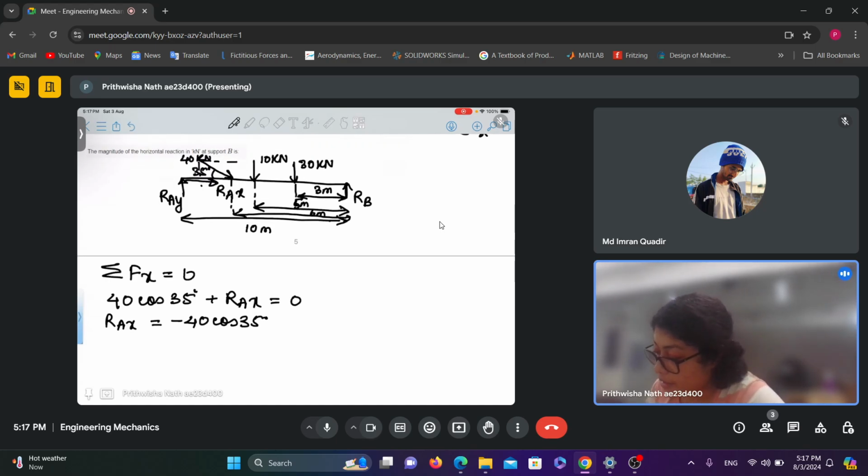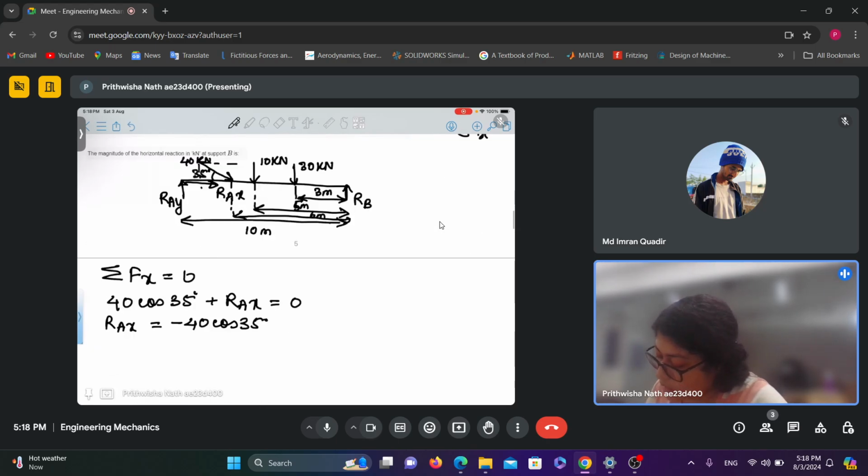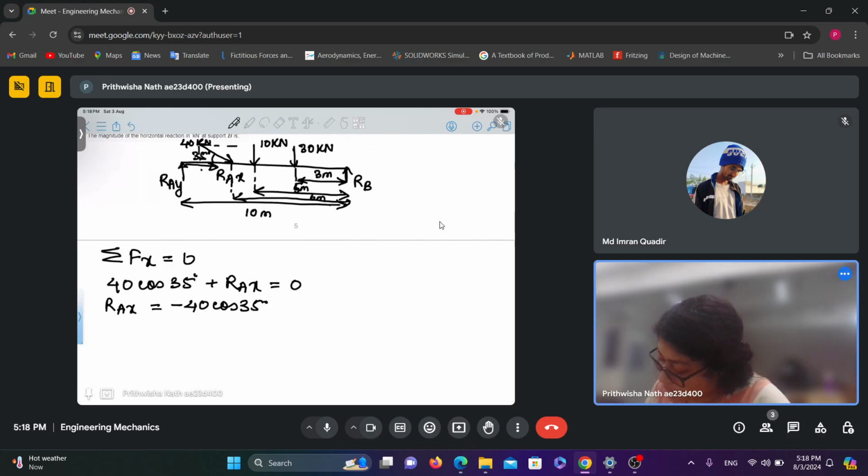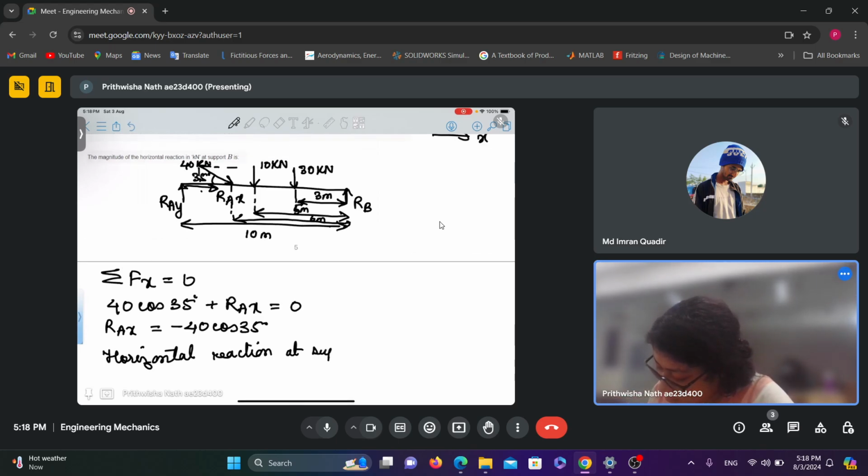So what is asked in this question? Magnitude of the horizontal reaction in kilonewton at support B. So since this is a roller support, we know that it should be 0, right? So horizontal reaction at support B is 0.